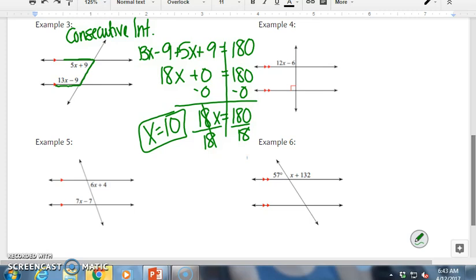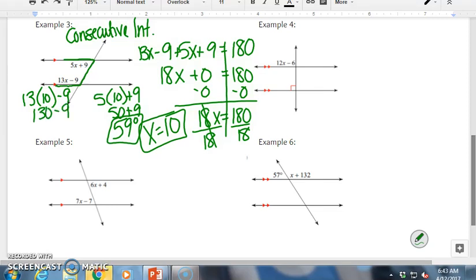So now we have to plug x into both of these angles. So I'm going to take 5 times 10 plus 9 to get 50 plus 9 to get 59 degrees. And then this one has to have another answer, so I take 13 times 10 minus 9, so 130 minus 9, so 121 degrees. And remember, this one you can check, because 121 plus 59 should equal back up to 180, and it does.